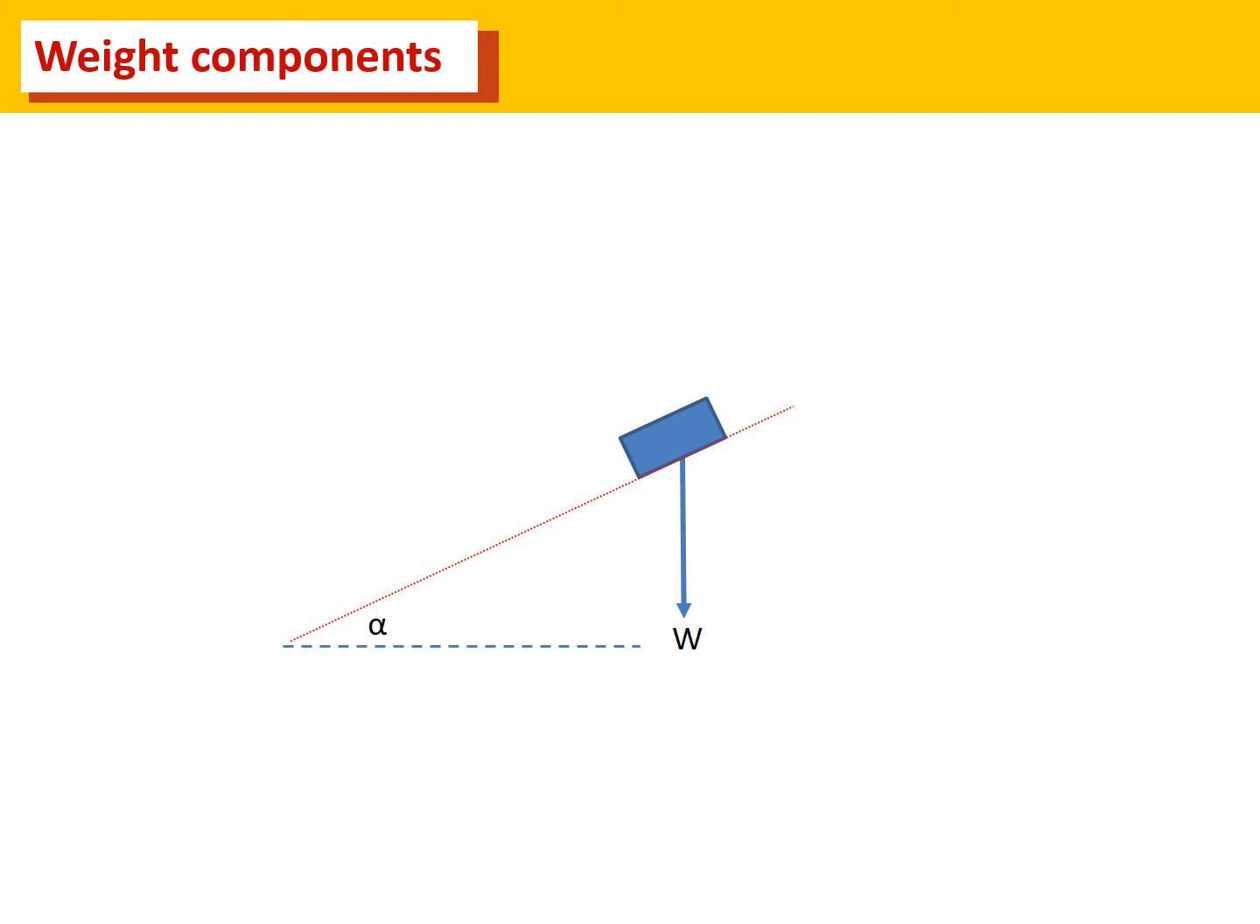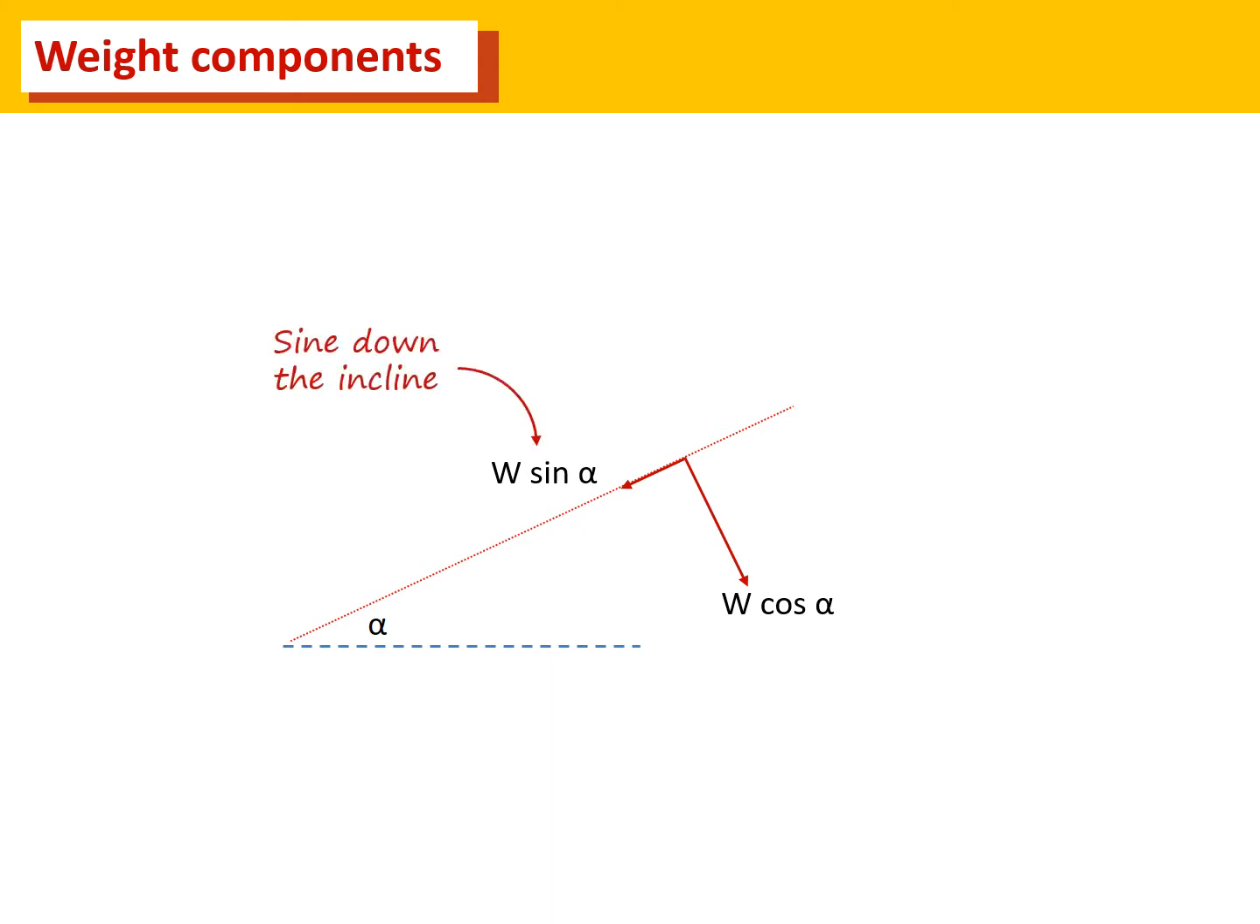Here's another example. We've got the weight perpendicular to the plane and parallel to the plane. So our two components, and alpha would be that angle there. So into the plane it's w cos alpha, and down the plane it's w sine alpha. And you can remember that because the weight component parallel to the plane is always sine, so it's sine down the incline. Okay.